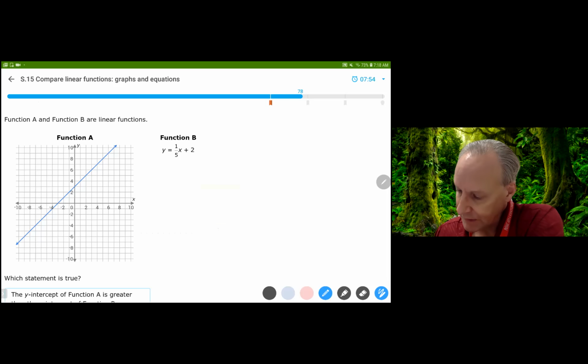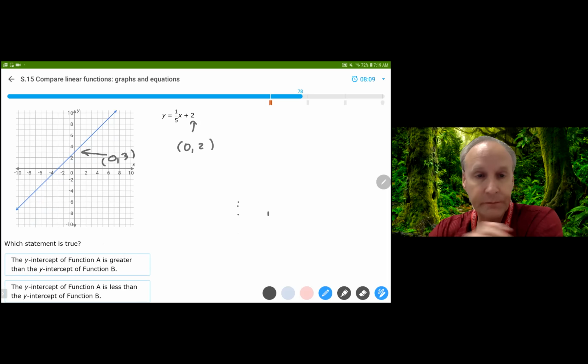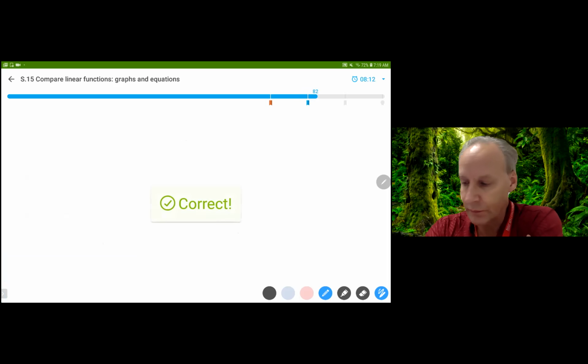Function A and B, and we want to talk about the y-intercepts. Function A has a y-intercept at 0, 3. Function B has a y-intercept at 0, 2. If I substitute the 0 in, I get 2. So function A is greater. It's above, another way of saying that.